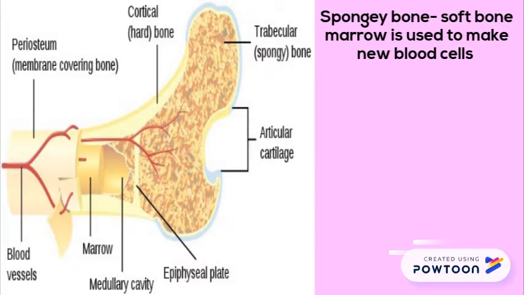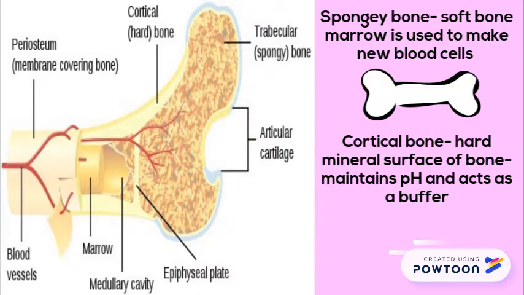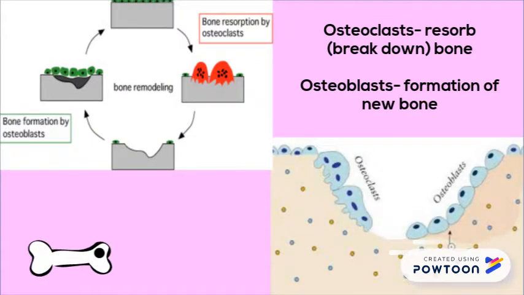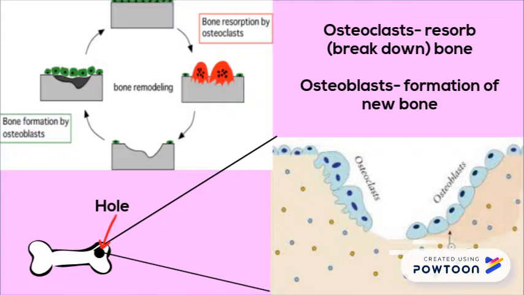Spongy bone, also known as soft bone marrow, is used to make new blood cells. Cortical bone, the hard mineral part of the bone, keeps the pH of blood stable and acts as a buffer. Osteoblasts are involved in forming new bone, and osteoclasts break down bone, also known as resorption. When bone is resorbed, calcium and other minerals are removed from the bone tissue and released into the circulation.